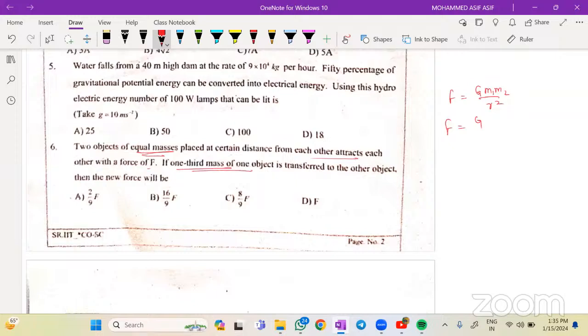If one third of one object is transferred to the other, that means if you transfer one third, how much remains? Then the new force will be equal to how much for me? So if one third is transferred, one will have 2m by 3 and the other will have m plus 1/3 m, that means 4m divided by 3, divided by r square. So you can get the value of the force acting on that body. How much will this come to? G m squared will become how much for me, and F into this will be 8/9 something, right?